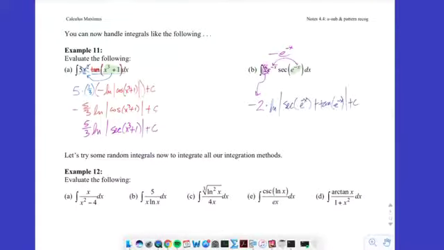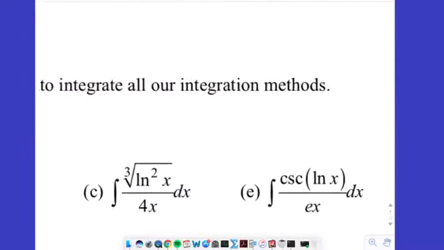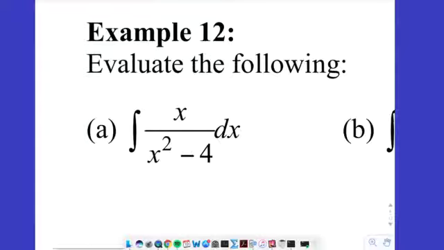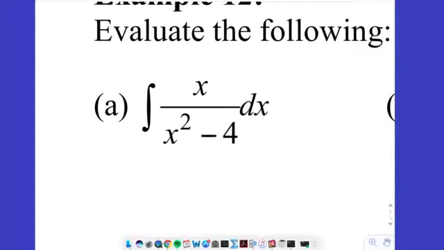Okay, let's try some random integrals now to integrate all our integration methods. Oh, that's pretty clever whoever did that. All right, 12a, evaluate the following. I'm not going to do it for you because that would steal all your fun. This will be the last one we get to today, so I'll give you 2 minutes, and then I'll take 1 minute to go over it with you. Or we'll split it, a minute and a half.